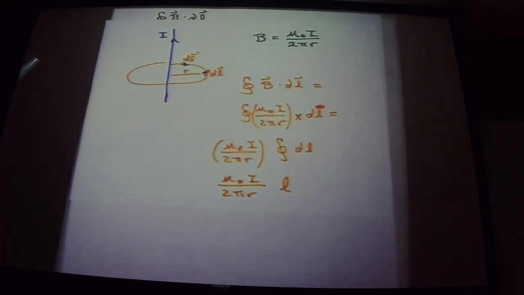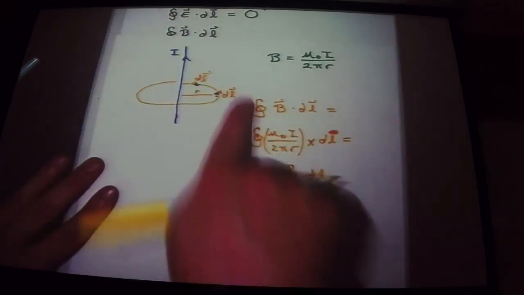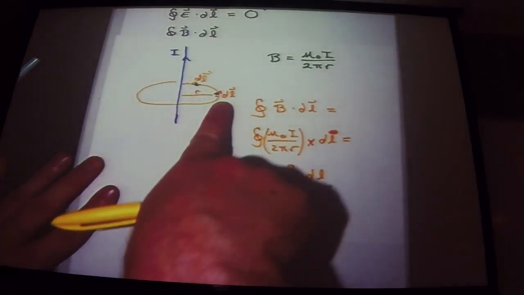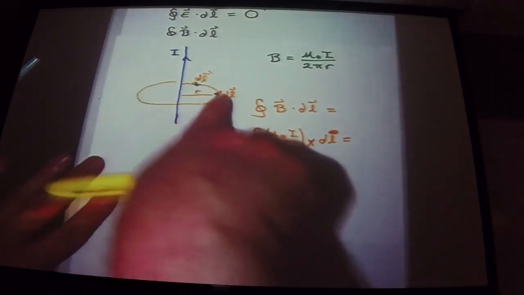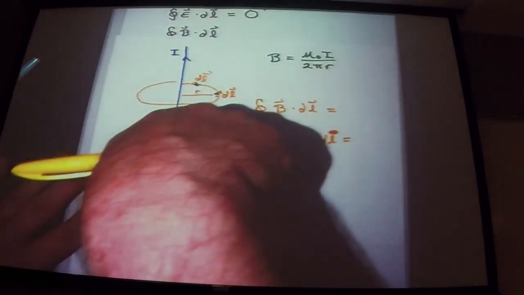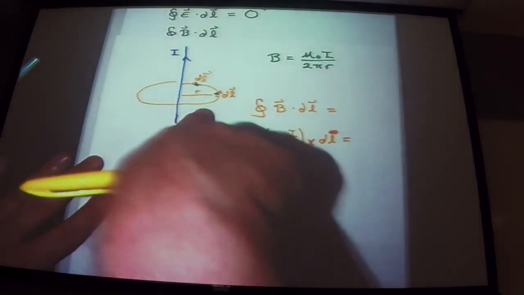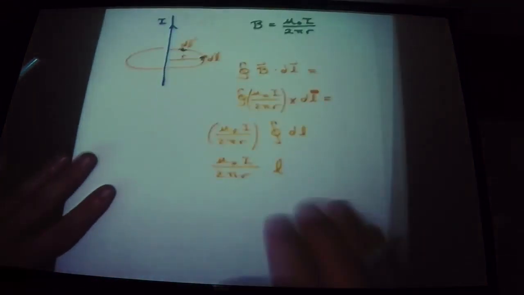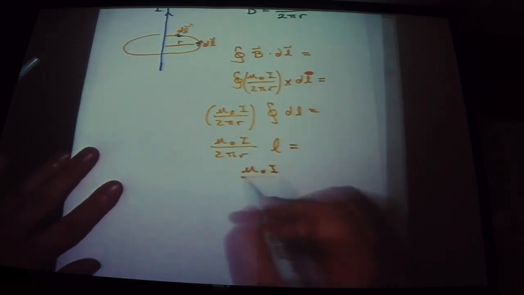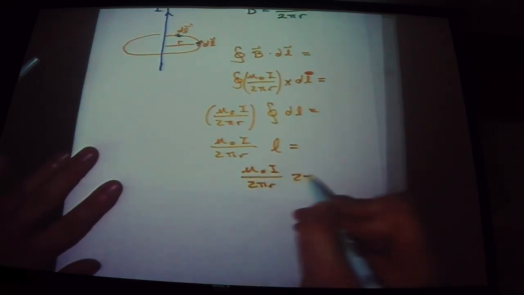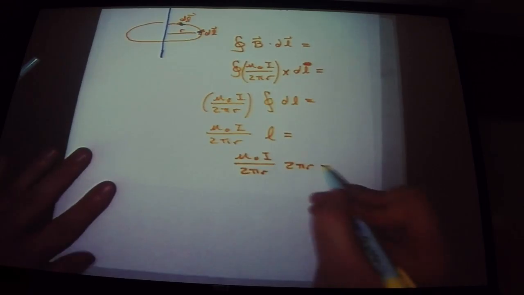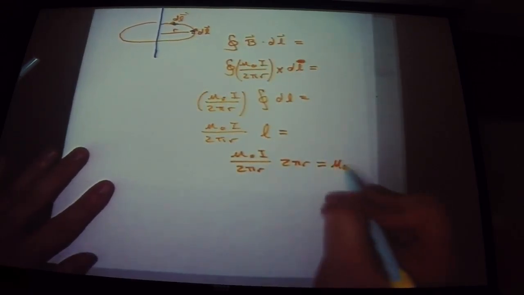What is the length of that circle? Circumference. Not the surface. Circumference. The length of the circle is the circumference, because we're going around the circumference. So the circumference is 2 pi r. So this is mu naught I over 2 pi r times 2 pi r, and that's equal to mu naught times I.